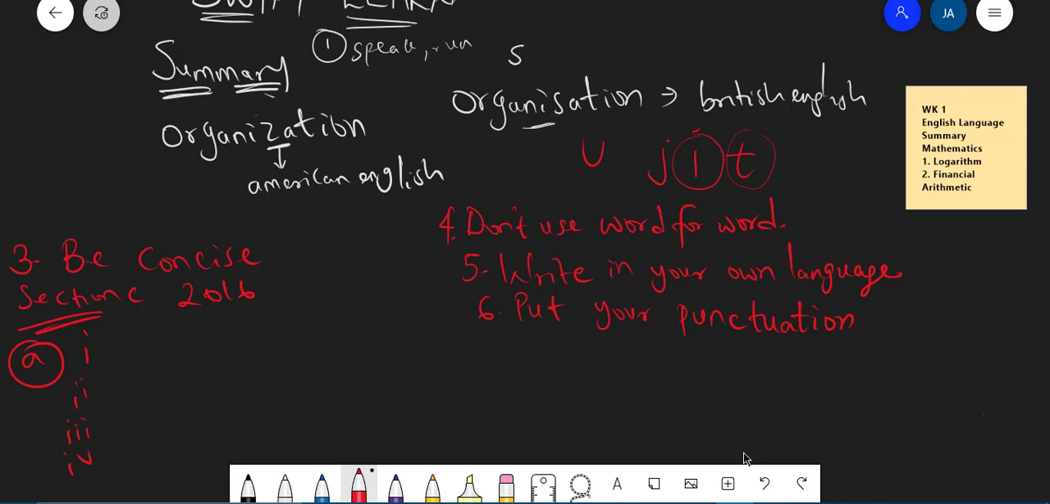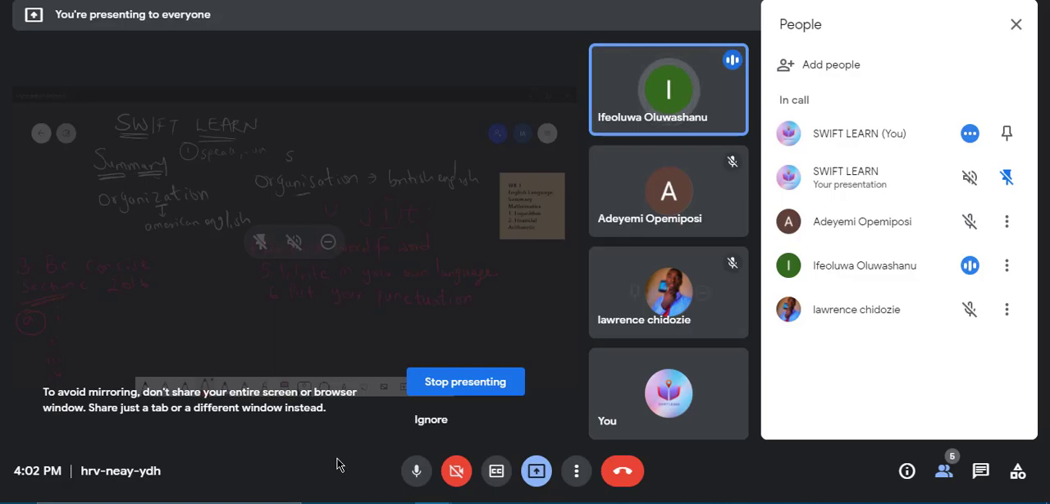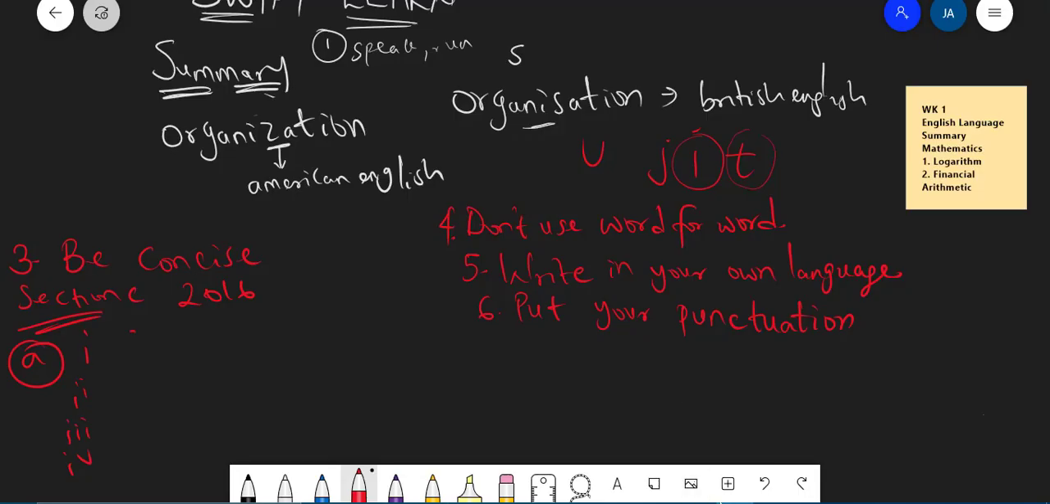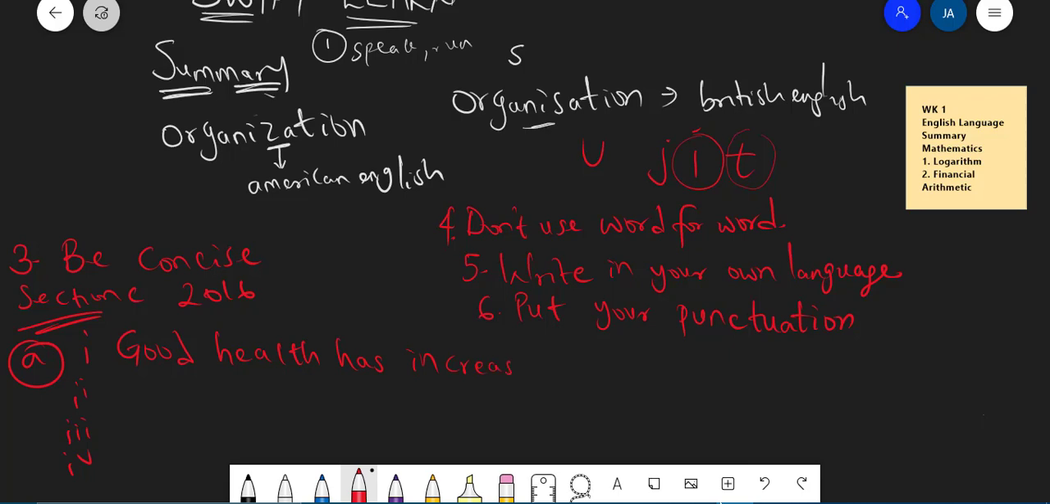So, I would write it in. Good health care has increased the population. Wait, let me write it down. Sorry. Okay, you said good healthcare has increased the population. Oh, I did not write care. Has increased the what? Population. Okay, the population. Then please, as I said, put your punctuation, full stop. As little as it is, it is so important.